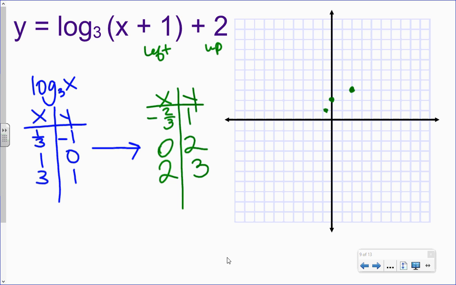Now, is our asymptote still at x equals 0? Where is it? x equals negative 1 is where our asymptote would be. It's usually at x equals 0, while a horizontal shift is going to affect our vertical line.